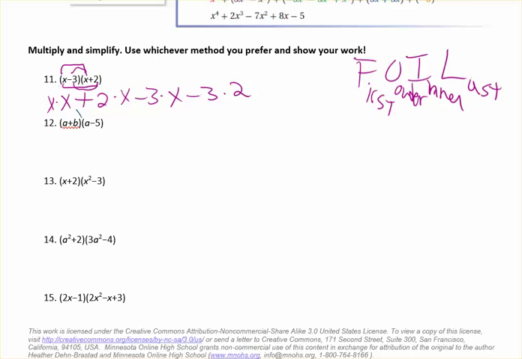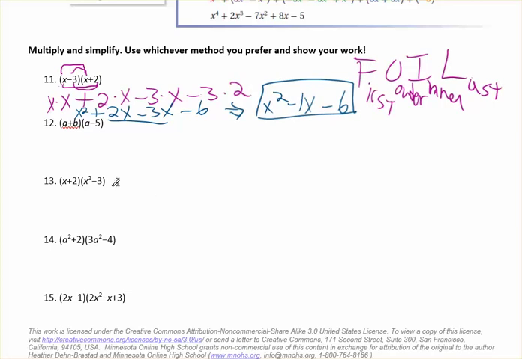So x times x is x squared. 2 times x is 2x. Minus 3 times x is minus 3x. And minus 3 times 2 is minus 6. Now you can do some of this in your head if you're good at it. And then finally, I would add my like terms together, which are right here. You always have to check, when multiplying polynomials, if there are any like terms to combine. 2x minus 3x is minus 1x, and then the minus 6 would get written down.